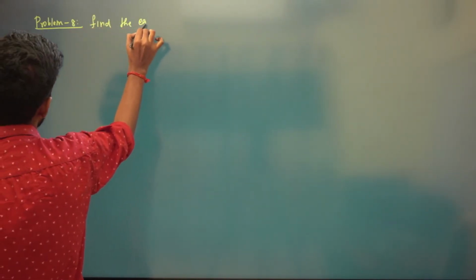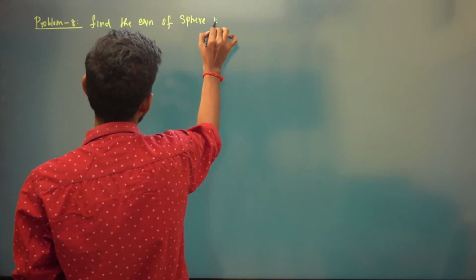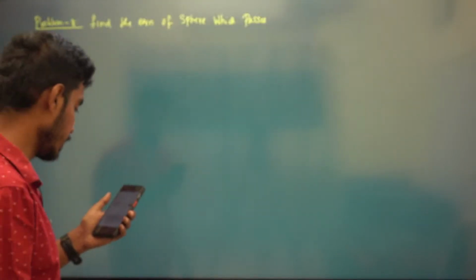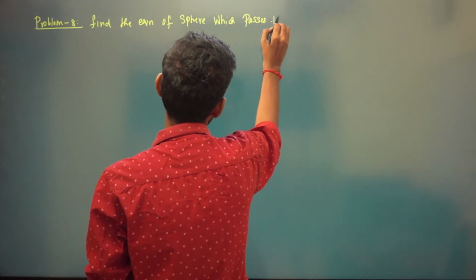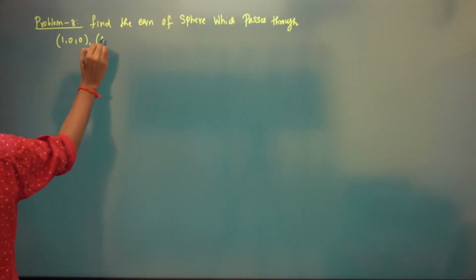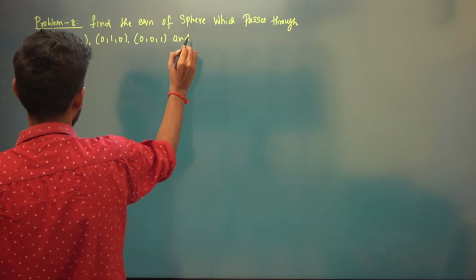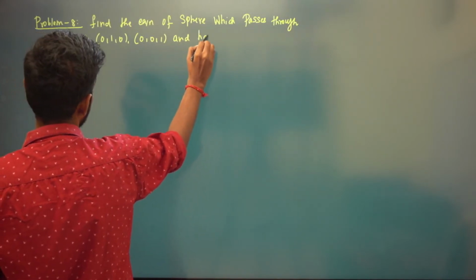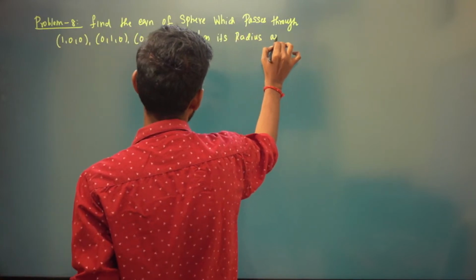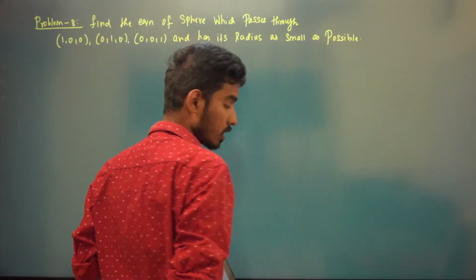Find the equation of the sphere which passes through 1 comma 0 comma 0, 0 comma 1 comma 0, 0 comma 0 comma 1, and has its radius as small as possible. Very important problem, very interesting problem.